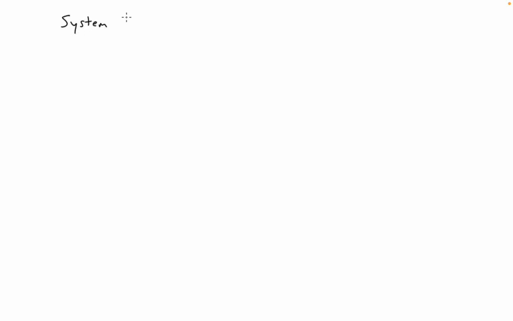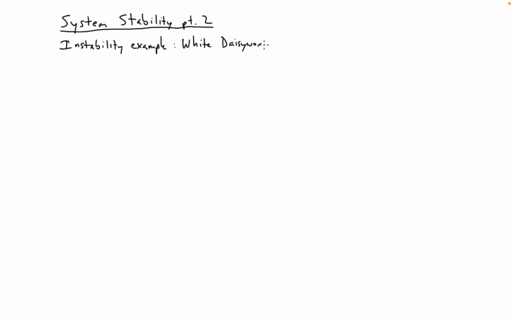We're going to continue talking about stability of systems, and specifically go back to Daisy World and talk a little bit more about the switch there from instability to stability. So this is an instability example. And we're going to just talk about white Daisy World. Keep it simpler.